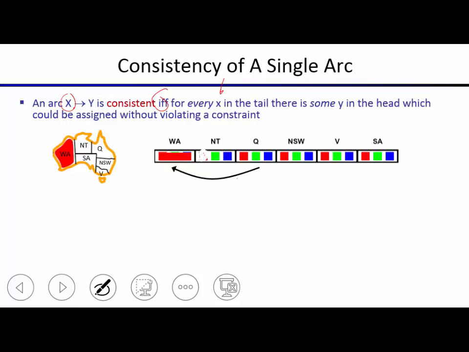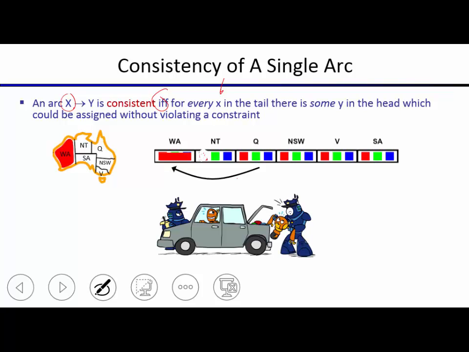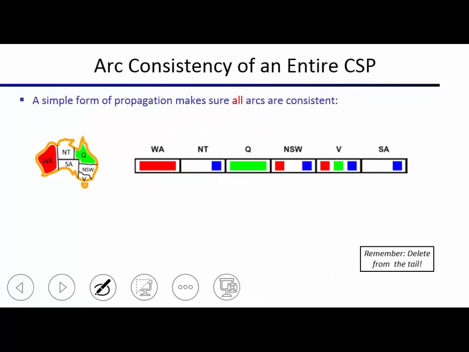Let's go to the next one. Same thing here. Let's see. Actually, no. Queensland is not neighboring WA, so any value is fine. Now, the picture to keep in mind is that any time we do this, you always pull things out of the tail, the back of your arrow. So forward checking enforces consistency of arcs, only those arcs pointing into the assignment you just made. Arc consistency will enforce consistency for every arc, not just arcs into the assignment variable you just made. So remember, we remove from the tail.